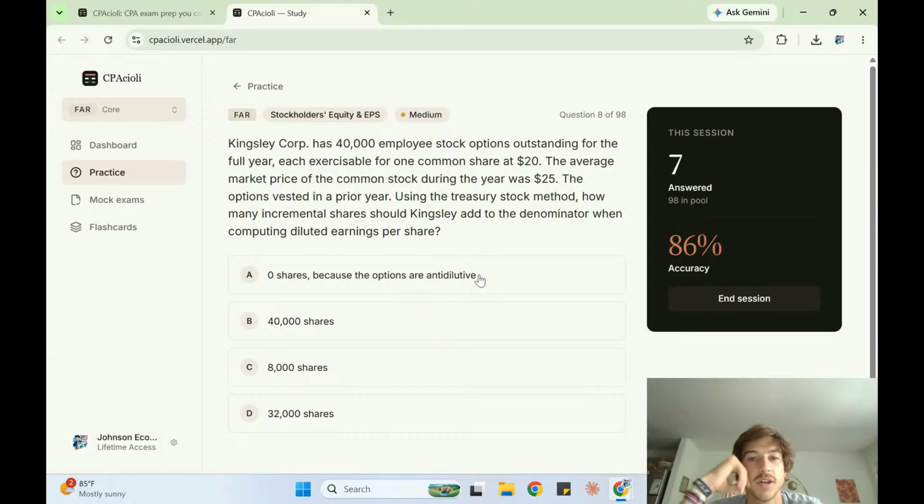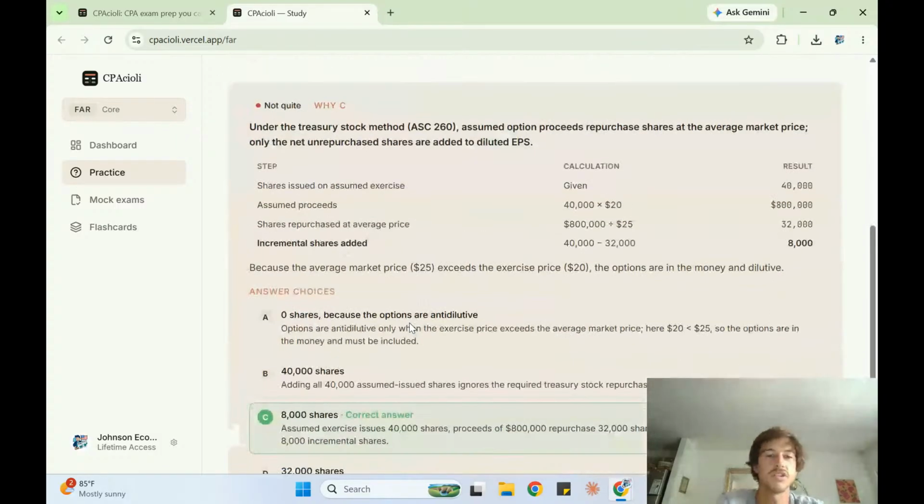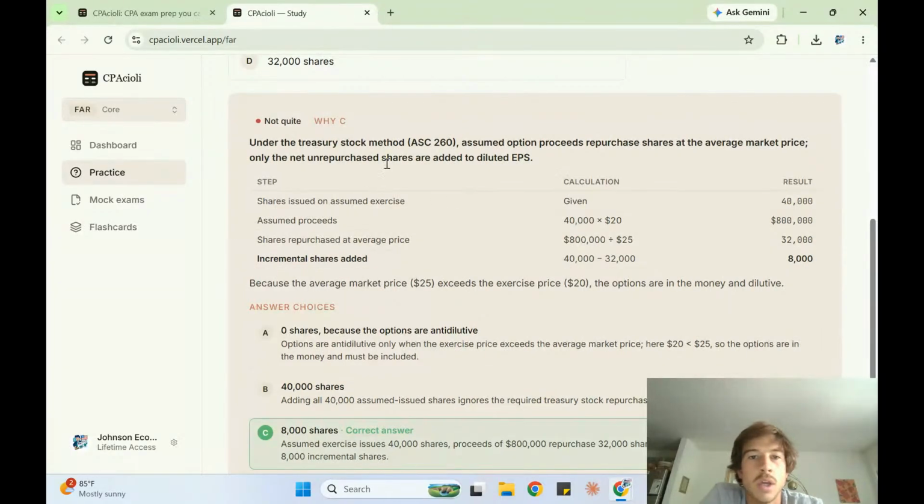Actually, not sure. I don't remember the treasury stock method. All right, let's see why. Assumed option proceeds, repurchase shares at the average market price. Only the net unrepurchased shares are added to diluted EPS. Let's see this.